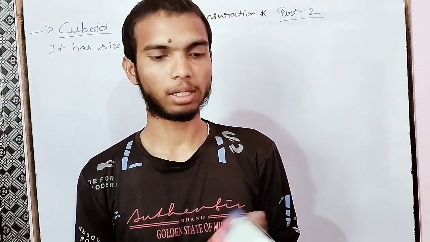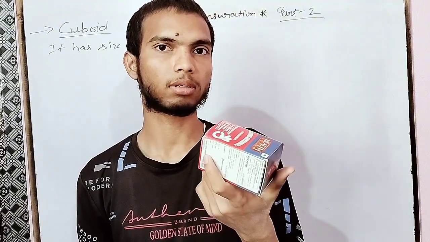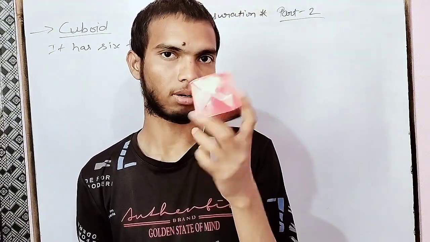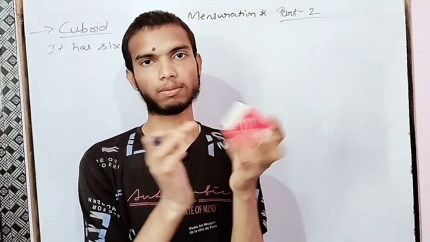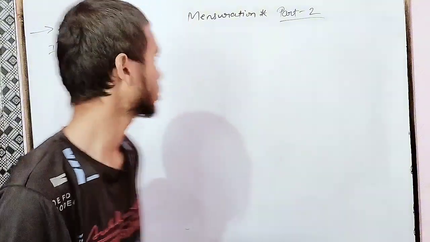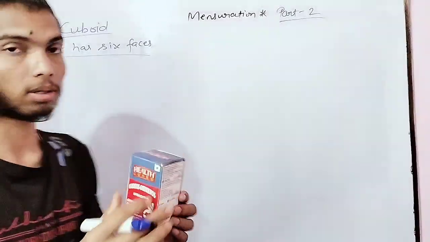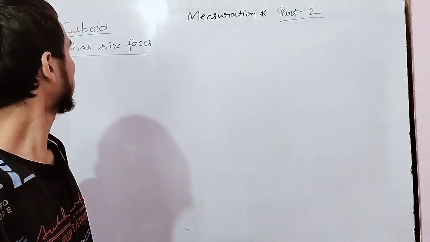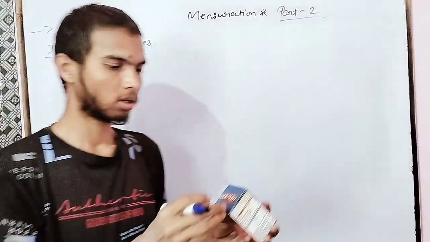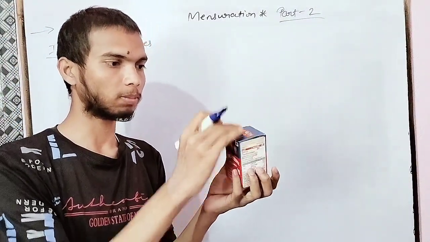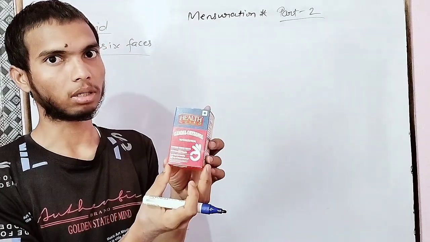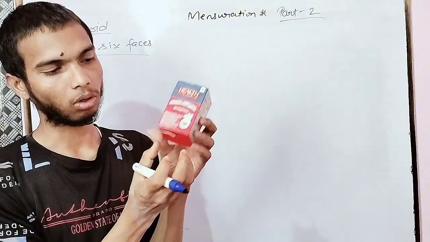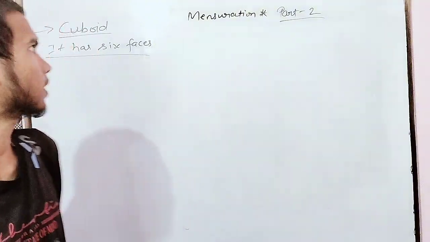Now tell me, how many faces, how many surfaces does this box have? Let's count: 1, 2, 3, 4, 5 backward, and the front is 6. So this box has 6 faces. Whatever the area of the upward surface is, this same area would be that of the downward surface. Remember, okay?